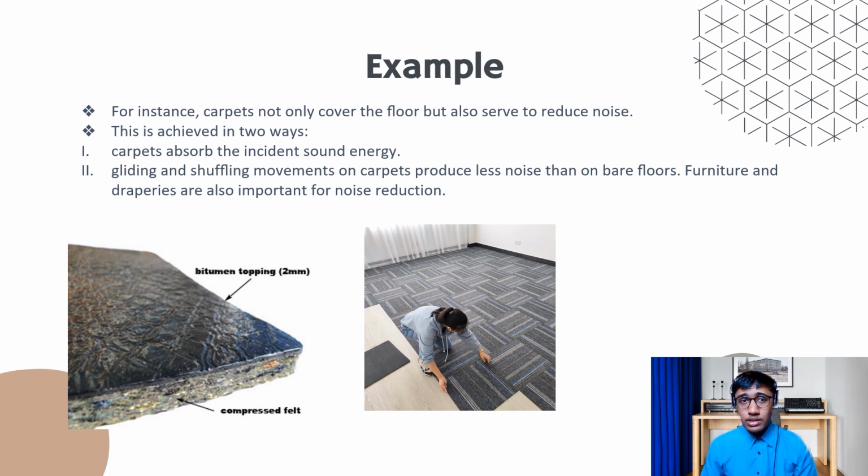Example for noise. For instance, carpet not only covers the floor but also serves to reduce noise. This is achieved in 2 ways. The first one, carpet absorbs the incident sound energy. Second, gliding and shuffling movement on the carpet produces less noise than on a bare floor. Furniture and debris are also important for noise reduction.